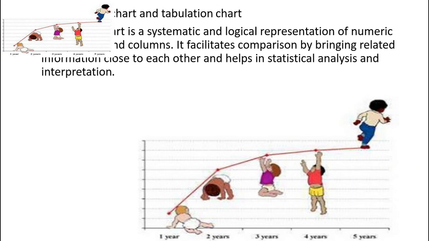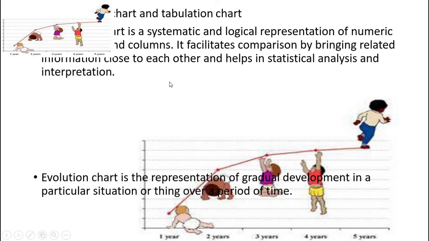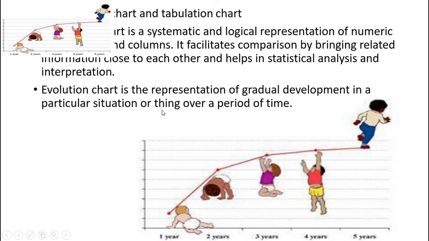Tabulation chart. An evolution chart is a representation of the gradual development of a particular situation or thing over a period of time. A tabulation chart is a logical representation by columns. It facilitates comparison by bringing related information close to each other and helps statistical analysis and representation.